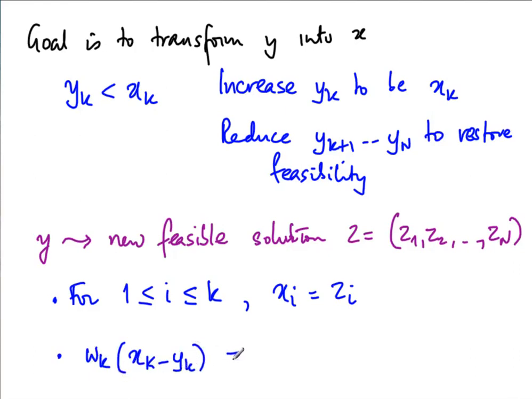And this was compensated by reducing the weight in the other components. So the weight reduced in the other components is the sum over all the components from k plus 1 to n of the difference between yi, which was the old weight, and zi, which is the new smaller weight, times wi. So wherever it decreases, the amount that it decreased is given by wi times yi minus zi. If you add up this whole thing from k plus 1 to n, this must equal the amount that you added at the kth coordinate.